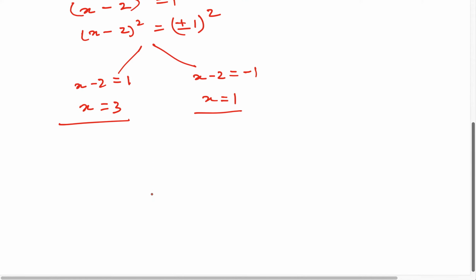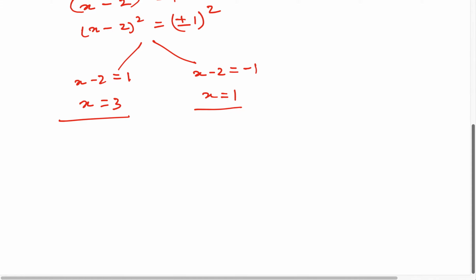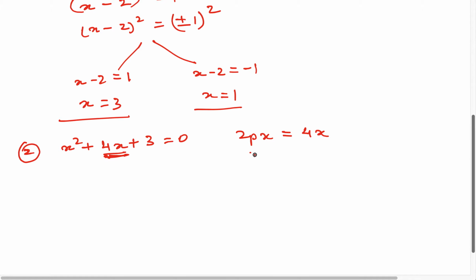Let me do this exact same question but with a different sign. Okay, with a different sign. So let's take example 2, which is x square plus 4x plus 3 equal to 0. Now I have to write this term as 2px. 2px is equal to 4x. I'm trying to find the value of p. So p will be 2. P is 2 again.